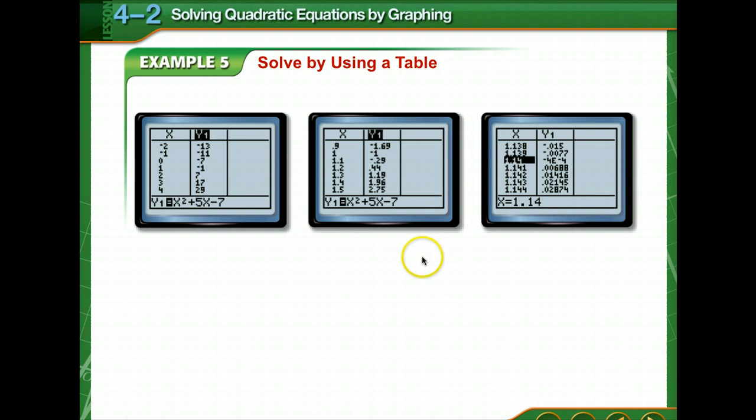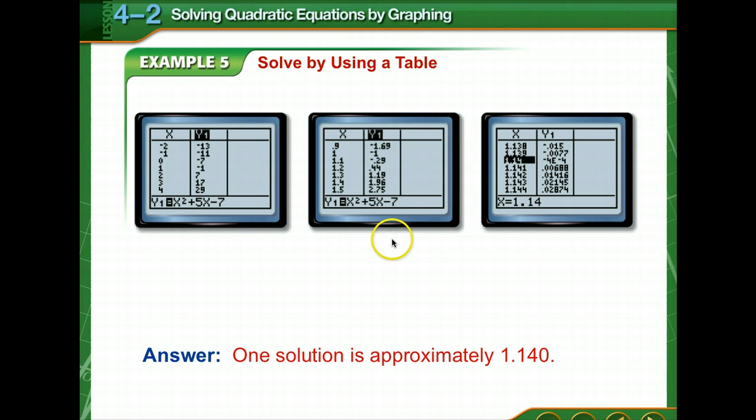So this is what it looked like on your graphing calculator. So y sub 1, notice here we've got our equation. So one solution is at approximately 1.140. See where it changes sign?